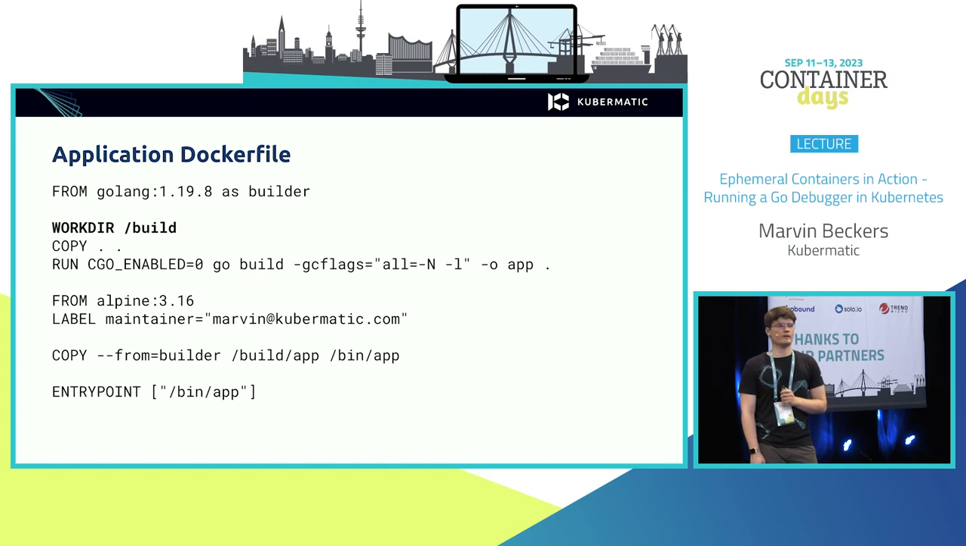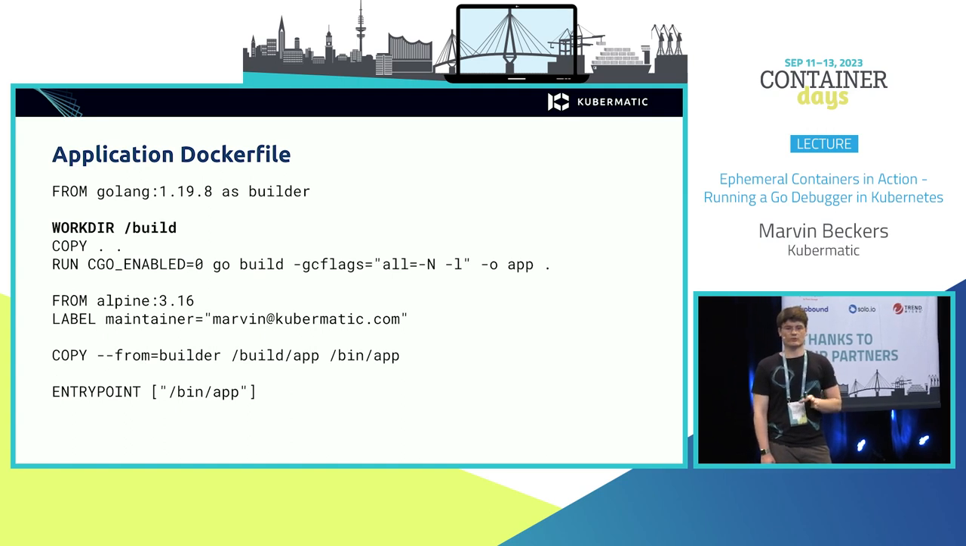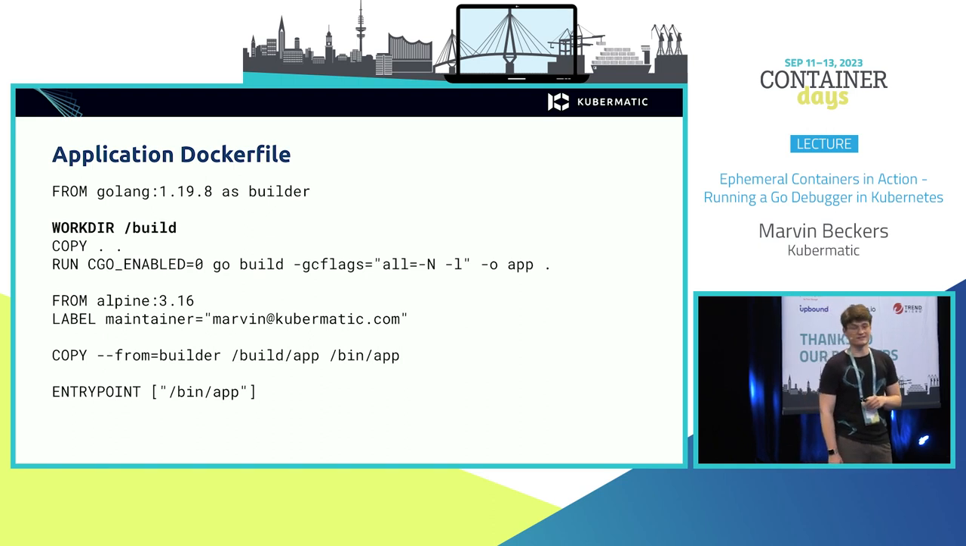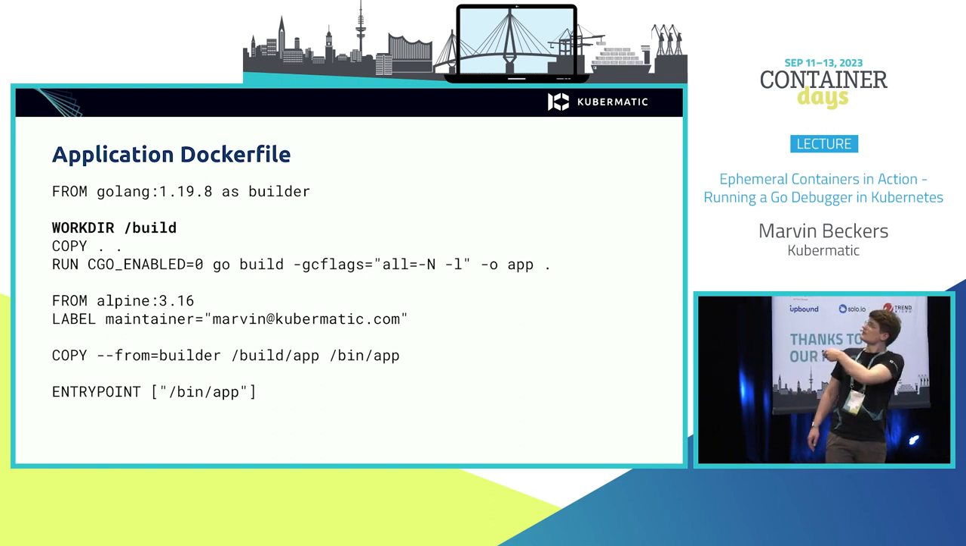Real quick, this is the application Dockerfile, still on Golang 1.19. Again, please don't copy. I did this for the talk and then didn't update it. But essentially, you can see here that I'm building within the /build workdir, and that this is why I substituted in the /build in my debug configuration.